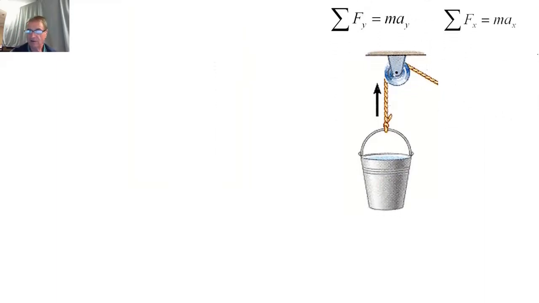All right, so now we have a pail, and our pail is going to be pulled upwards. It's accelerating in the upward direction, so our acceleration here is positive. We would like to know what the tension is in the rope if we have some acceleration.